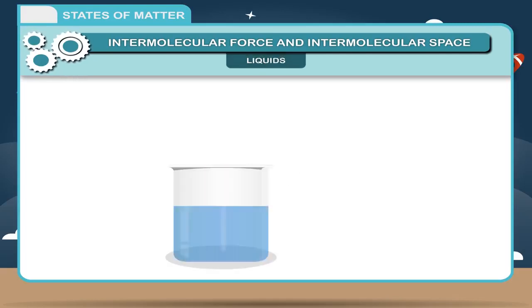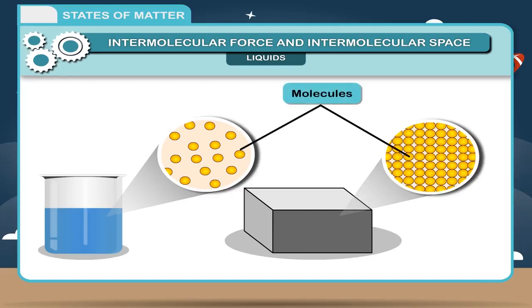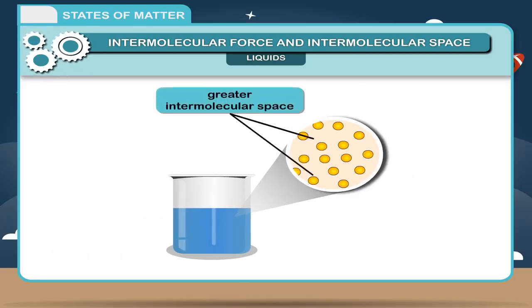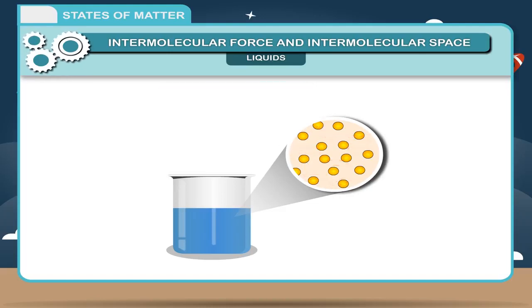Liquids. In case of liquids, the molecules are not tightly packed and their position is not fixed. As compared to molecules in solid state, these molecules possess more energy. In comparison to solids, there is greater intermolecular space and lesser intermolecular force of attraction. The attraction between molecules is less, but still not so less that they may move in any direction. They can easily slide over each other and exchange or even change their places.